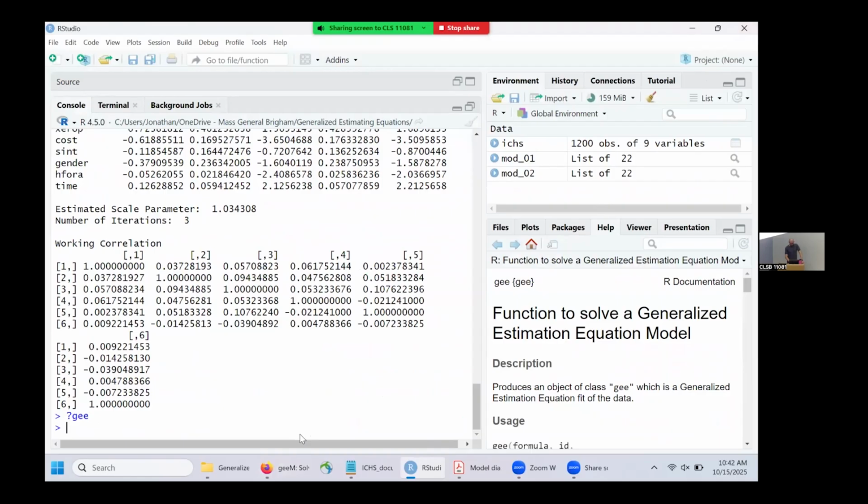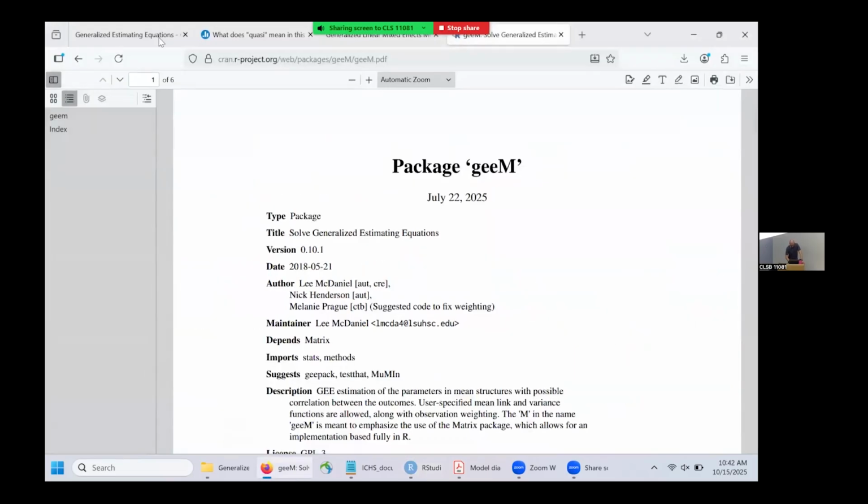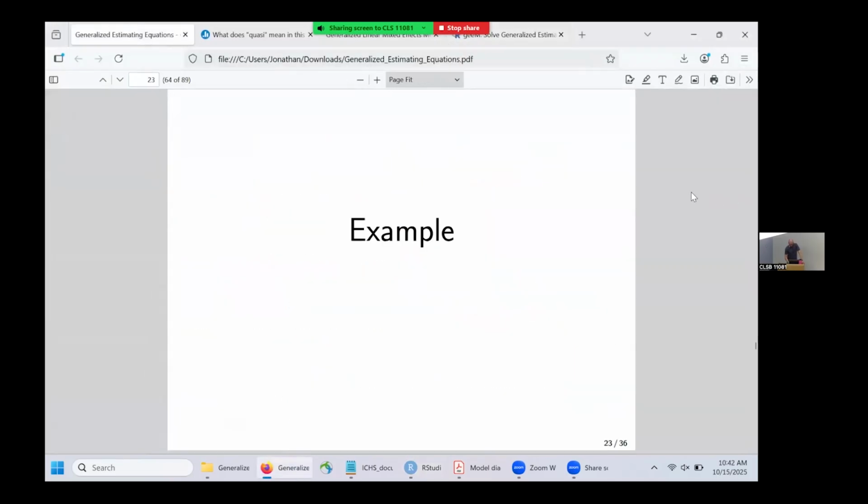Just going to leave an opportunity: any questions about this example or the results that we got before moving on? Okay, great. So that was our example. I just wanted to reiterate some things.